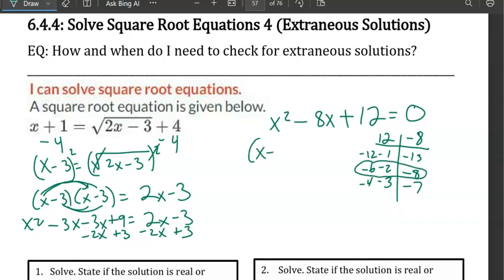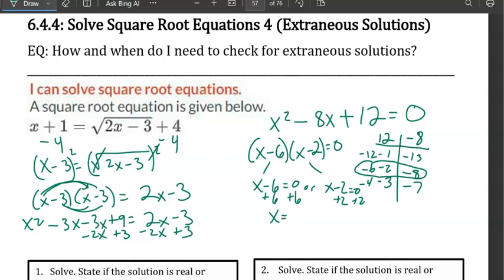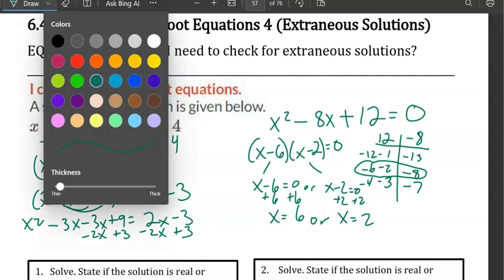So we have (x - 6)(x - 2) equals 0. Set each of those equal to 0 separately and solve for the two x's. So x either equals 6 or x equals 2. Now, it might not be both of these. You're going to check for extraneous solutions.